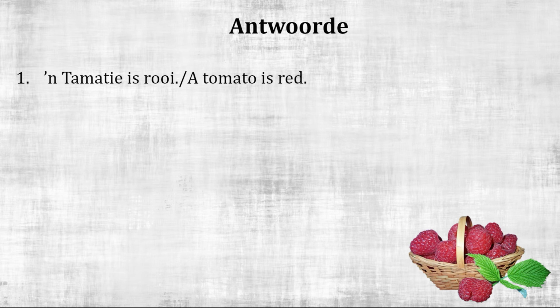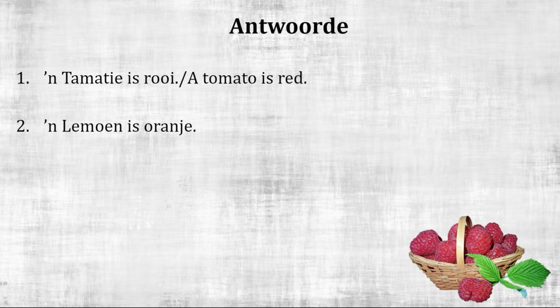Antwoorde. 'n Tamatie is rooi. A tomato is red. So there's your example. 'n Lemoen is oranje. So I'll translate this one for you as well, but then you'll see the pattern and then you can start translating the rest for yourself.